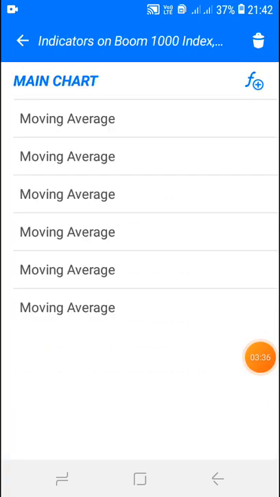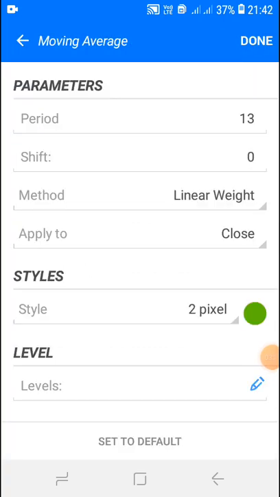So check this out, guys. This is the first indicator. The parameters should be period 13, shift 0, linear weighted, apply to close, style 2 pixel, green. The second one should be period 15, shift 0, method linear weighted, apply to close, 2 pixel, purple.